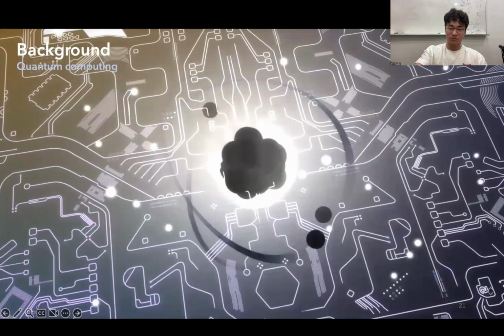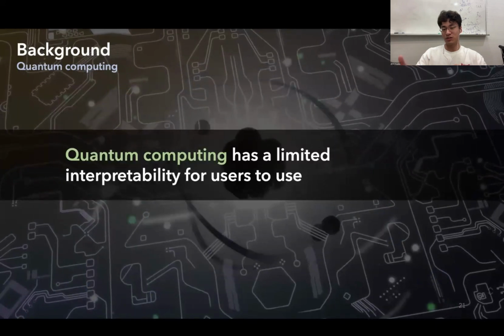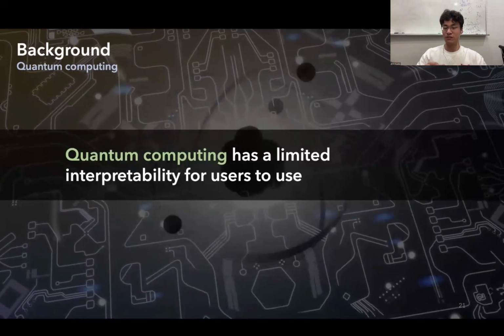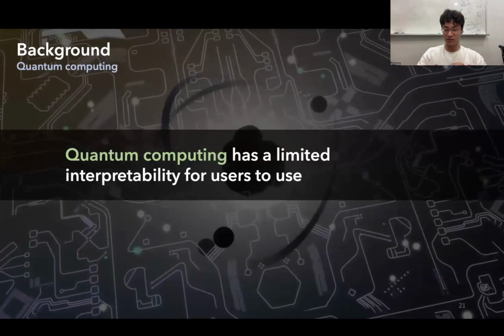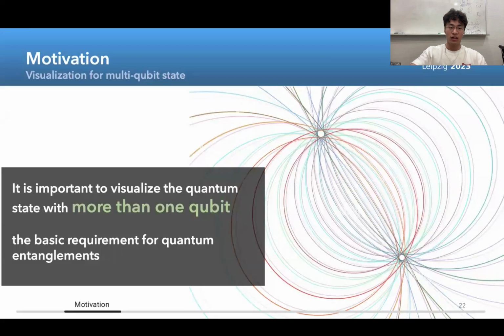Okay, and we already know that quantum computing has limited interpretability for users, and many papers have proven that quantum computing is very, very counterintuitive, and it's very abstract and very hard to understand its mechanics. Specifically, it is important to visualize the quantum state with more than 1 qubit, which is the basic requirement for quantum entanglement, of course, because entanglement itself requires at least 2 qubits, right? But for now, I think the most commonly used approach is the Bloch sphere, and the Bloch sphere can only support 1 qubit, as you already know.